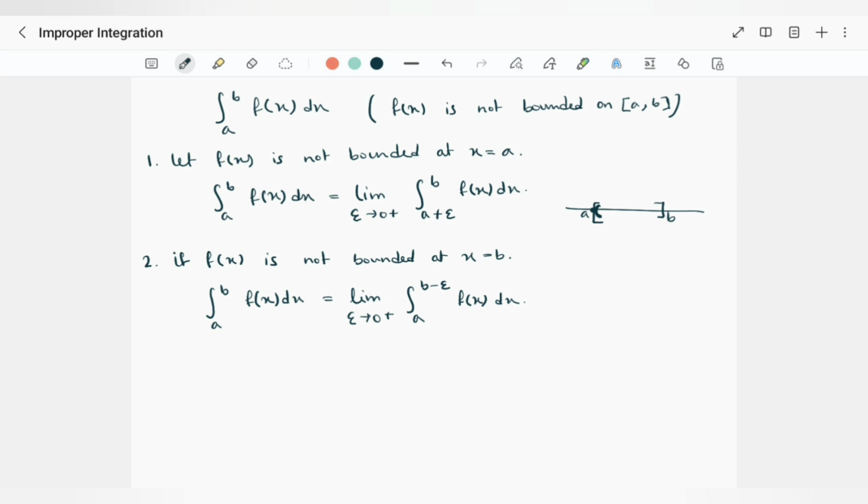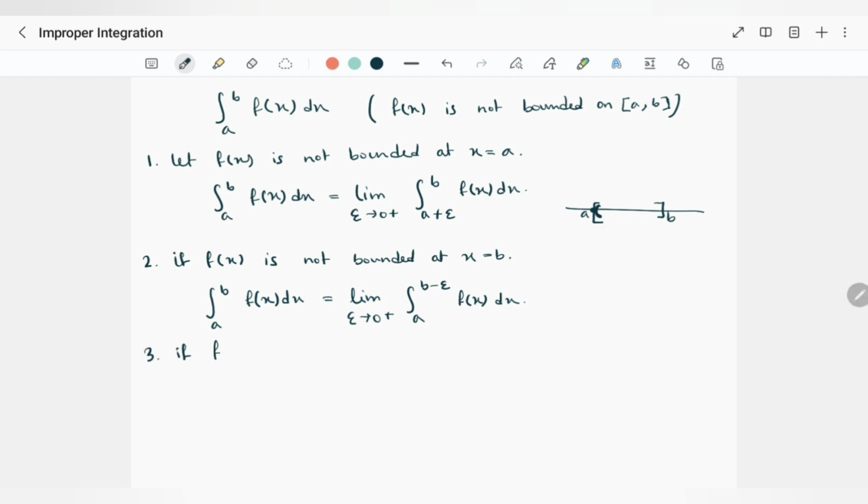Now if we take b plus epsilon, that means the point b is then also in the interval, so the function would be not bounded on that interval. So our aim is to avoid the point b, so we are taking a number very close to b but smaller than b, that is why b minus epsilon. And now in this interval the function is bounded, and by taking the limiting value we can calculate the integral.